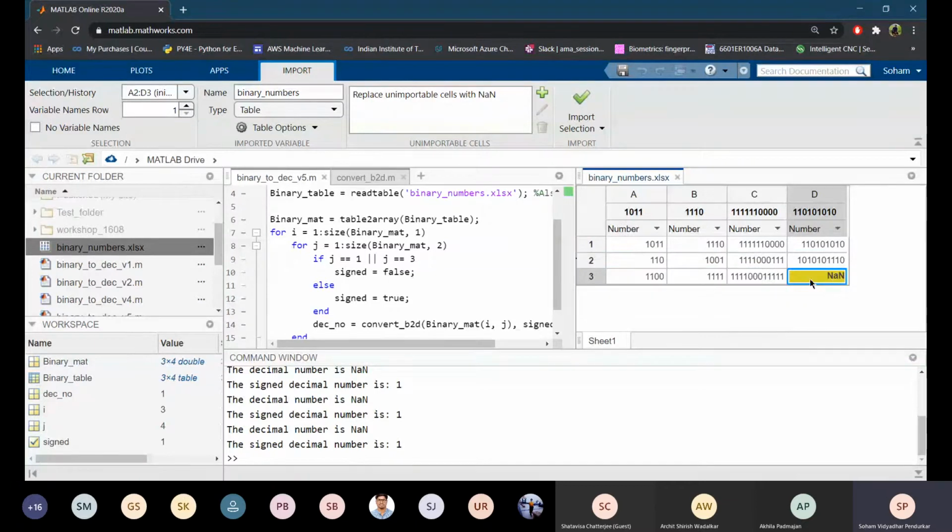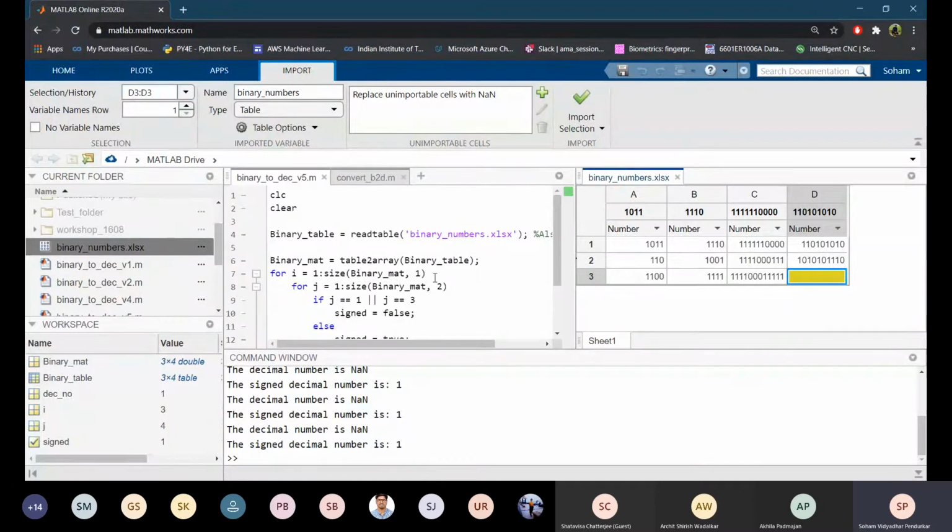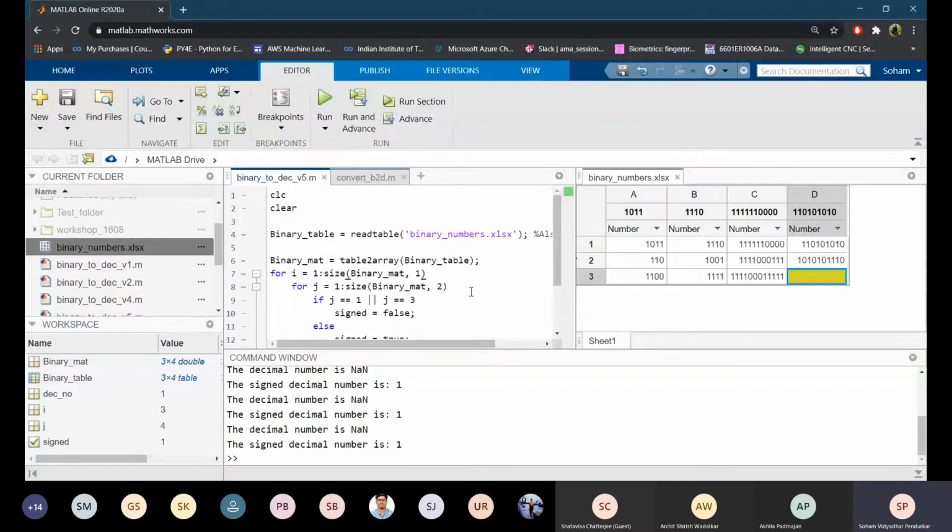I don't know. Let me go and modify a little bit. Meanwhile, what we'll do is print out the iteration number so that I can zero in on where the issue is coming up. See, signed decimal number is 1, decimal number is NaN. That means there is some issue with decimal number. So we'll print here i and j.